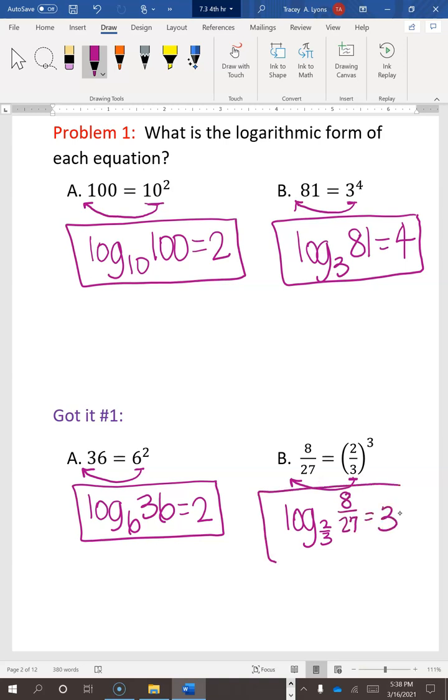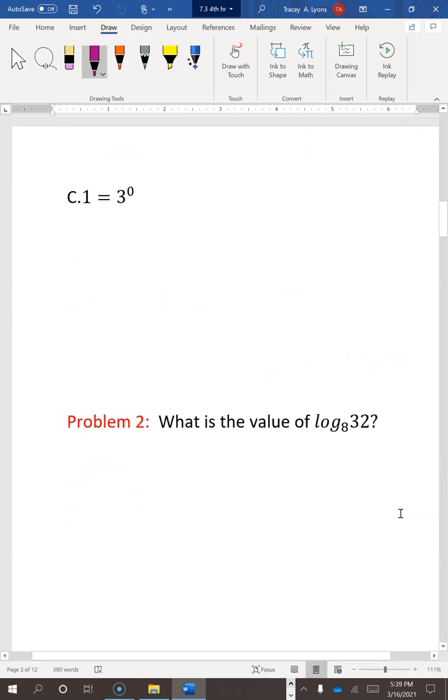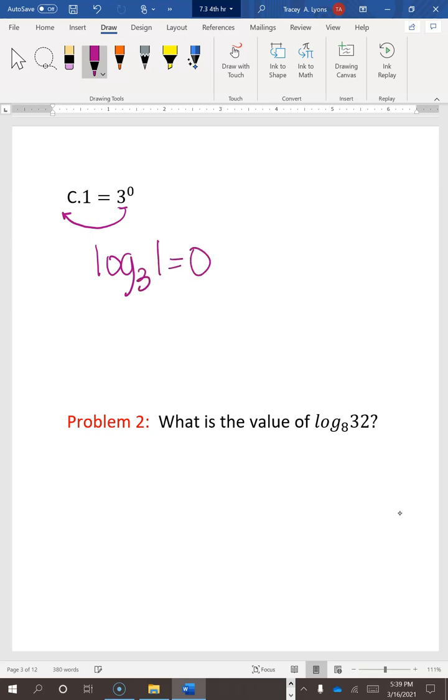It looks really goofy, but that's what it is. You can have fractions as long as they're bigger than 0 and not equal to 1 for the base. One more example from got it number 1. The base of the number becomes the base of the log. So log base 3 of 1 equals 0.